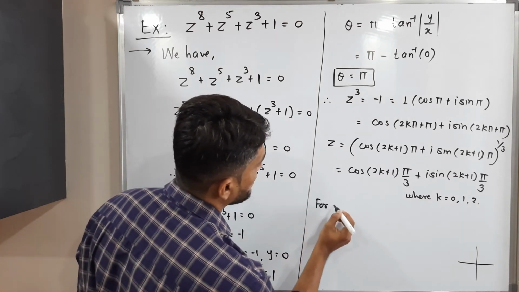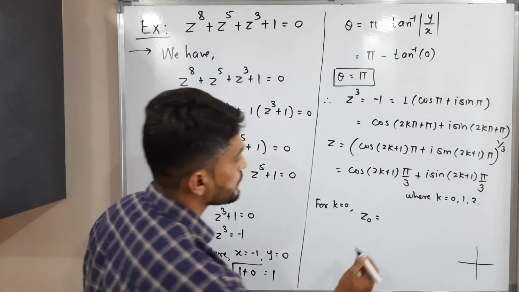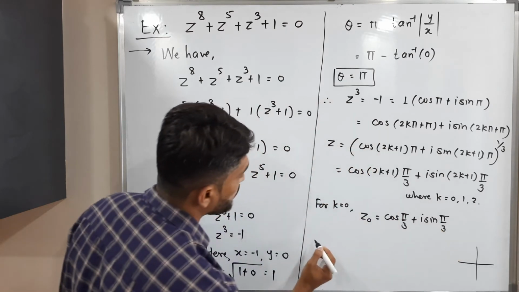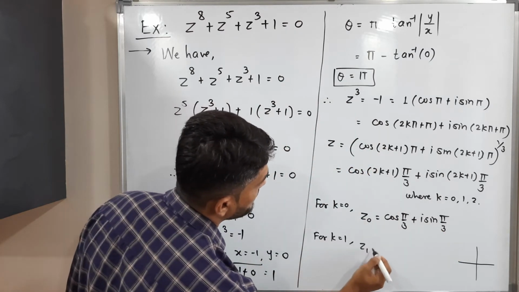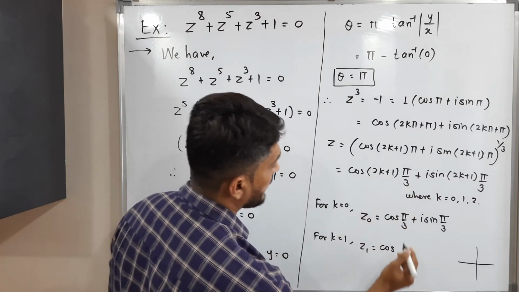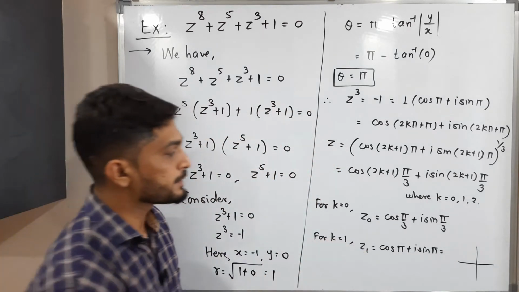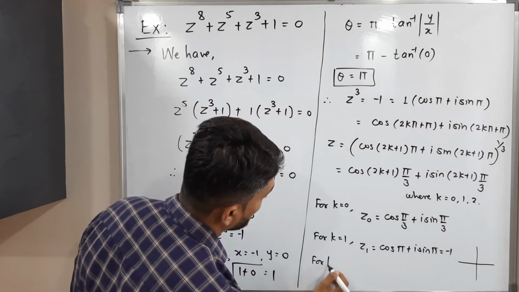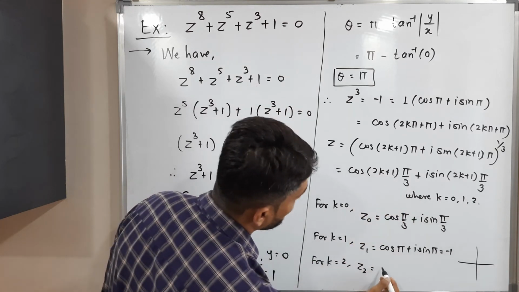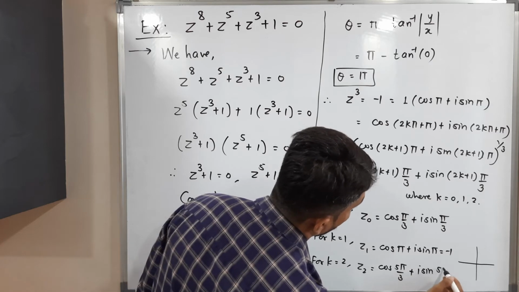See, for k is equal to 0, I will call it z0, the first root. I'm putting k is equal to 0, so we'll have cos pi by 3 plus i sin pi by 3. Let us put k is equal to 1 now. For k is equal to 1, z1 is equal to, what will we have? Cos, I'm putting 1, so the 3 cancels, cos pi plus i sin pi. Okay, so sin pi is 0, cos pi is -1, you know, so its value is -1. Let us go for the last, for k is equal to 2. So I'm putting k is equal to 2, so we'll have z2 is equal to cos 5 pi by 3 plus i sin 5 pi by 3.